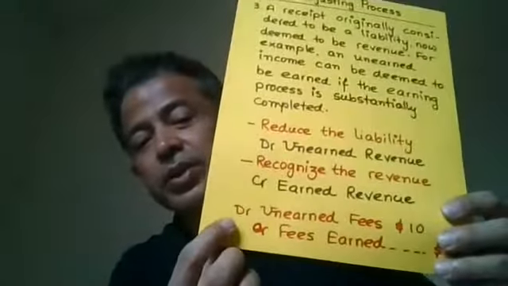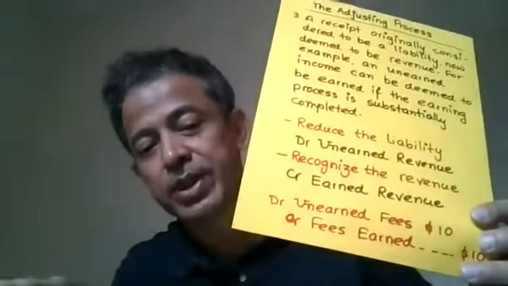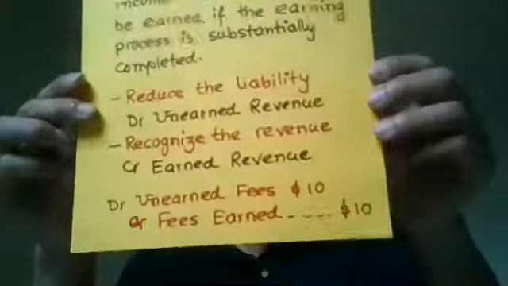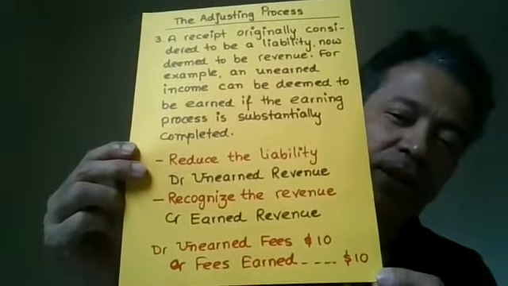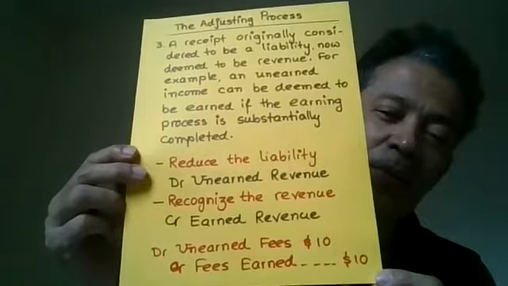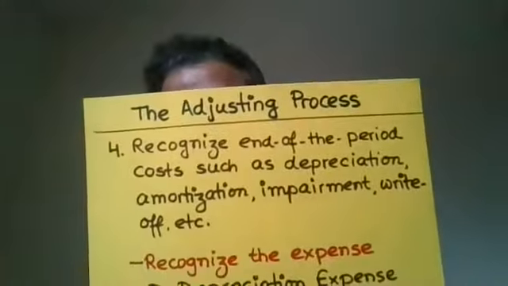The second one is unearned fees, which was originally unearned, now it's earned. So you can see debit unearned fees, so that reduces our liability, but we are now crediting fees earned. So the $10 of fees have now been earned. So take another look. There are 3 examples here. These are all originally recognized as liabilities, but now they are converted into income. Okay, the 4th category is here.